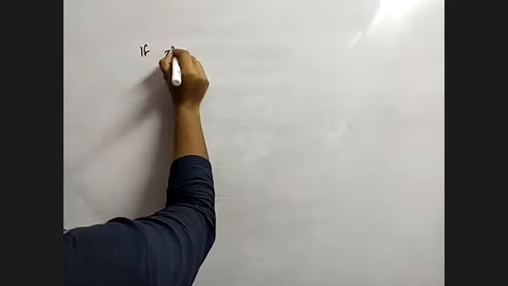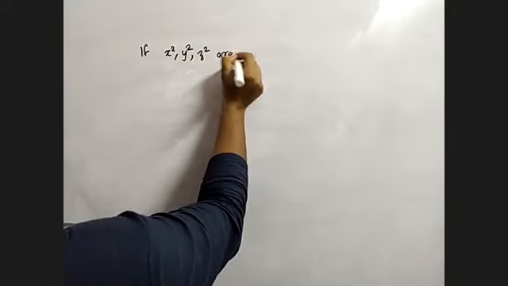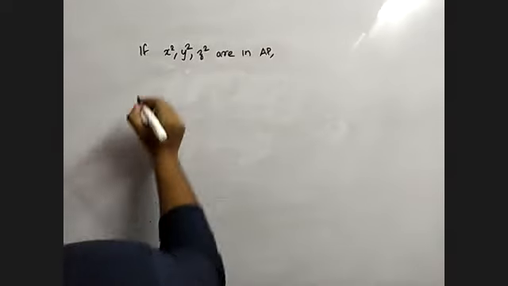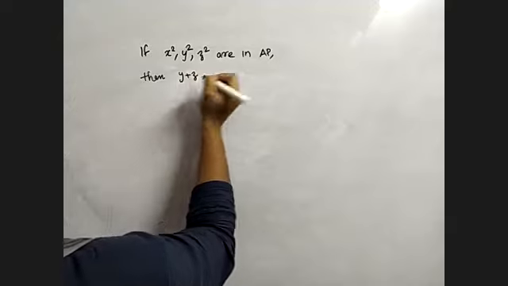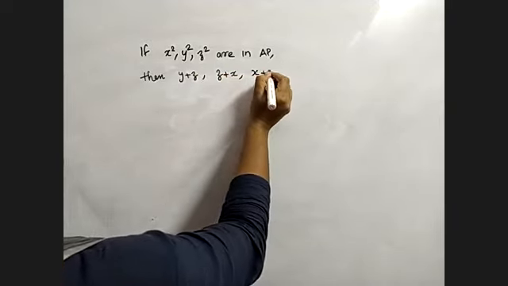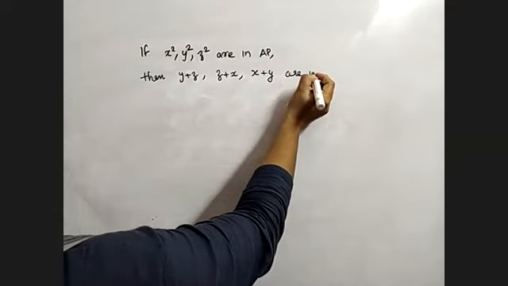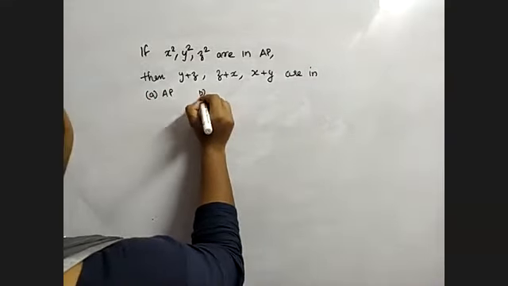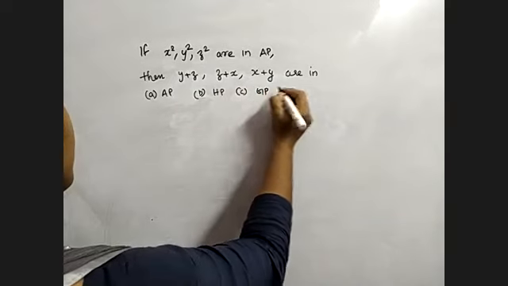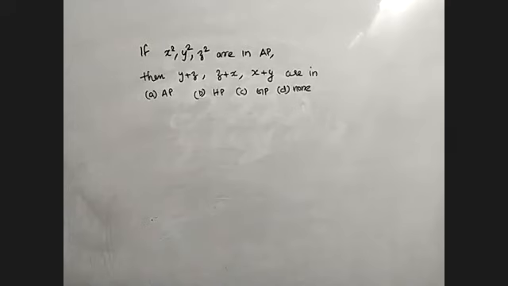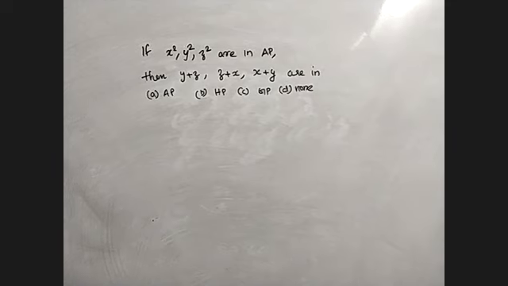If x squared, y squared, z squared are in AP, then y plus z, z plus x, x plus y are in AP, HP, GP, or none of these. See the question. If x squared, y squared and z squared are in AP, then y plus z, z plus x, x plus y are in AP, HP, GP or none of these.